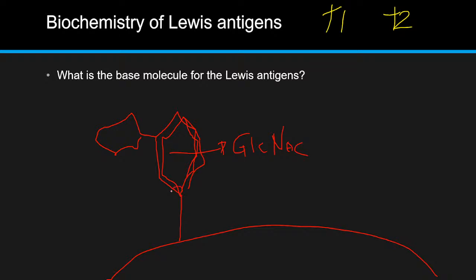Because you have to count 1, 2, 3. All right? So there's six sides. 1, 2, 3, 1, 2, 3, 4, 5, 6. This one is another side. This one is another side. So this one has galactose here.